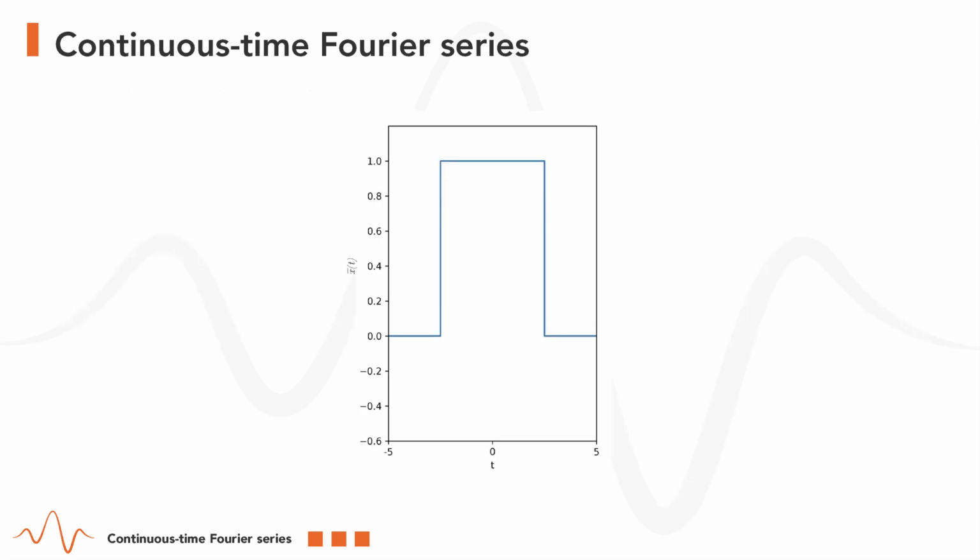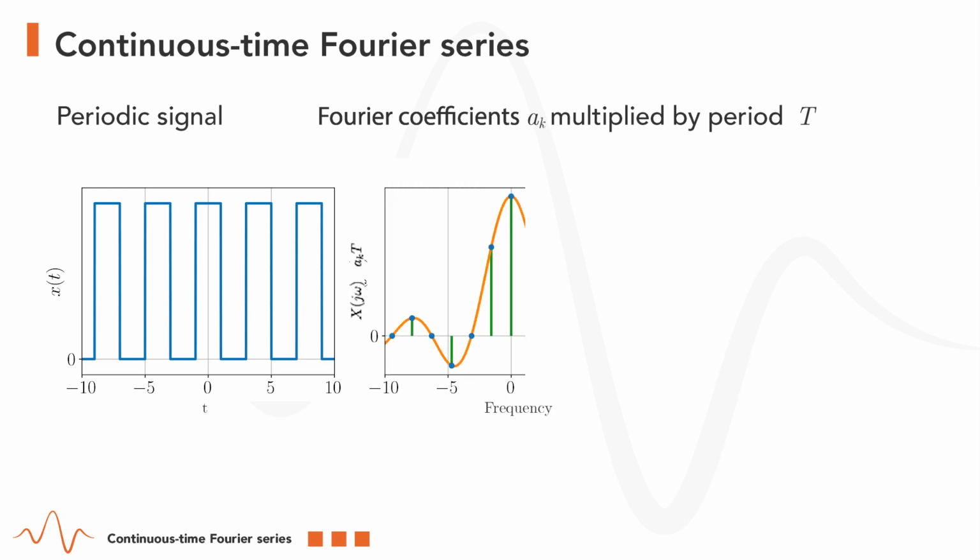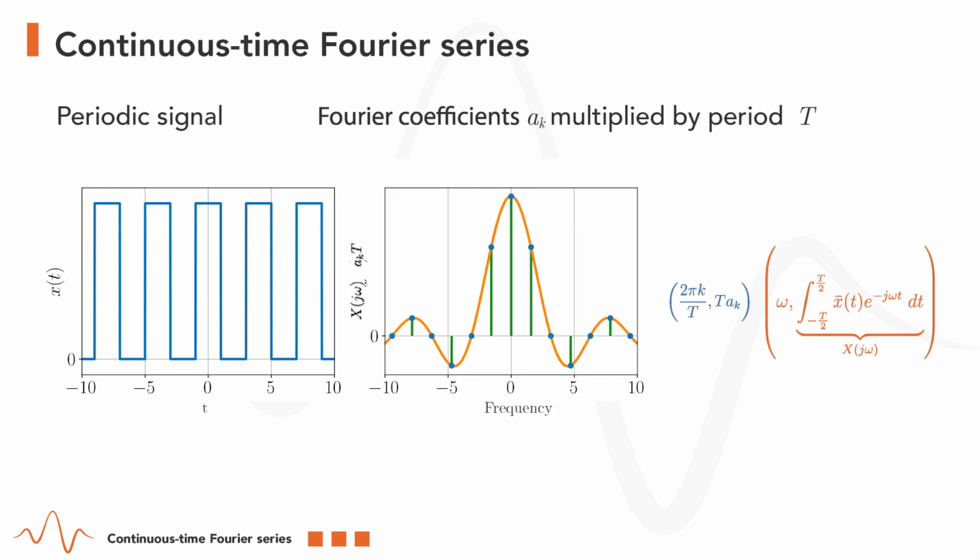Let us now see what happens to the Fourier coefficients if we change the period of the periodic signal. Say that we have a basis function, which is for instance this rectangle denoted by x hat. Suppose that we periodically replicate it with a given period, leading to a periodic signal x of t. If we compute the Fourier coefficients ak of x of t, we obtain the coefficients depicted in blue on the right hand side. As in the previous slide, the independent axis on the right hand side contains the frequencies of the complex exponentials these coefficients ak multiply, which are given by 2 pi over capital T times k. For convenience, the coefficients ak were multiplied by the period capital T.